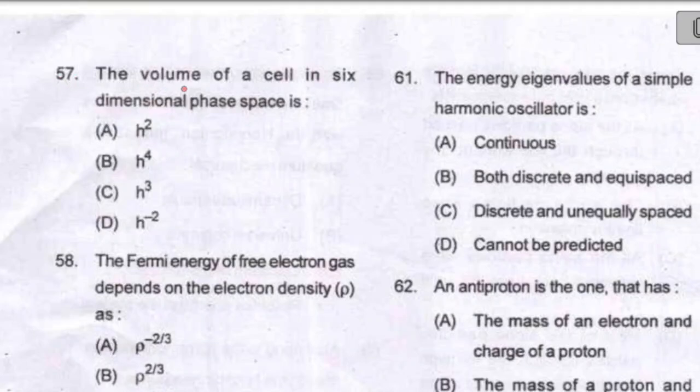Next, 57. The volume of a cell in 6-dimensional phase space is h cube. Okay, so C is your correct option.